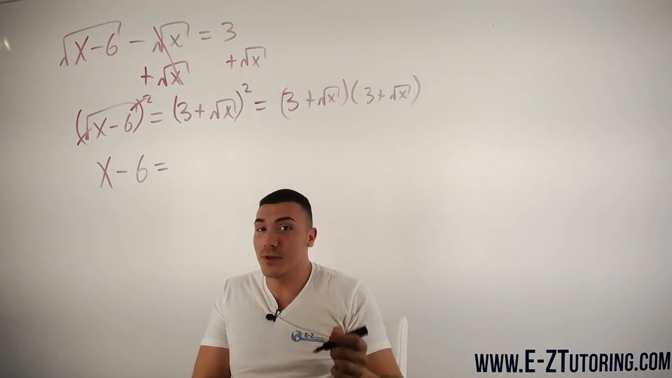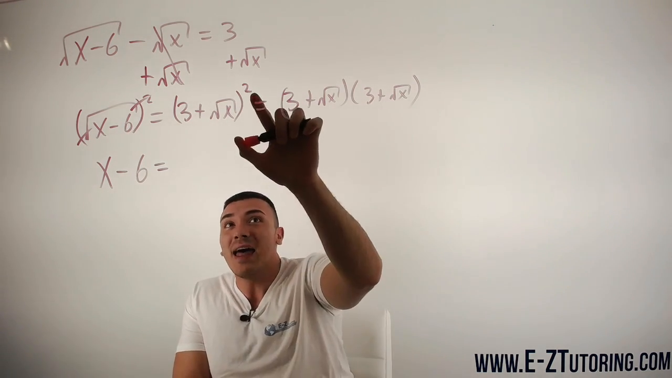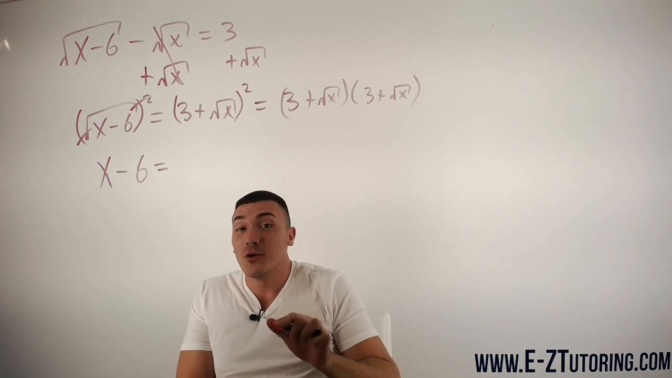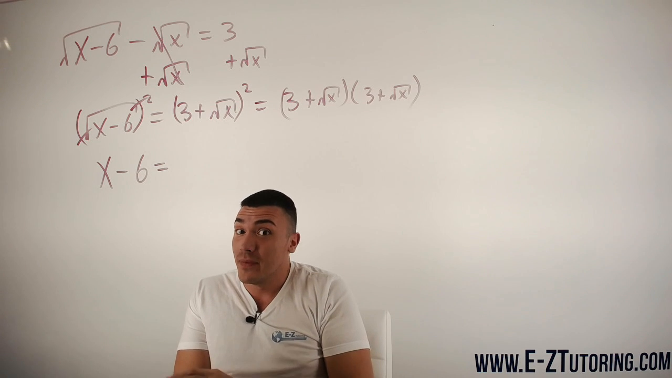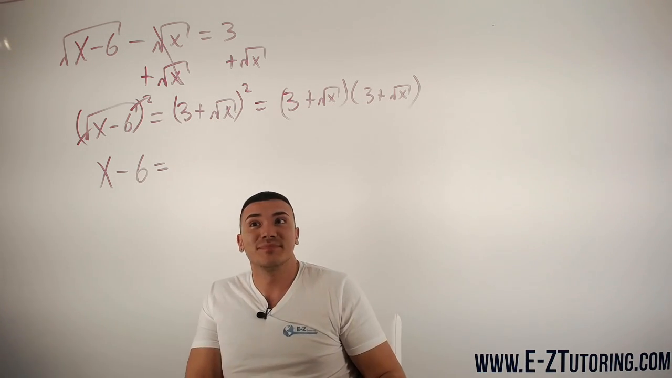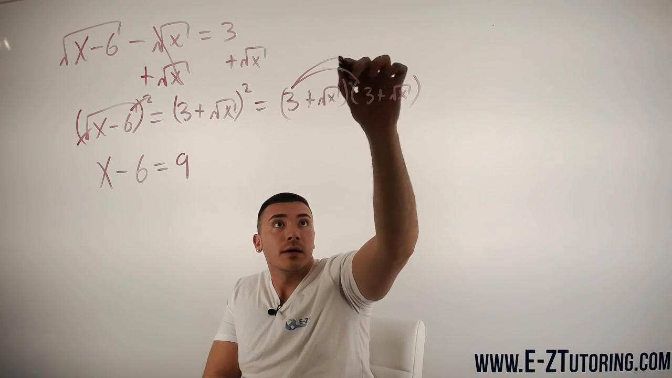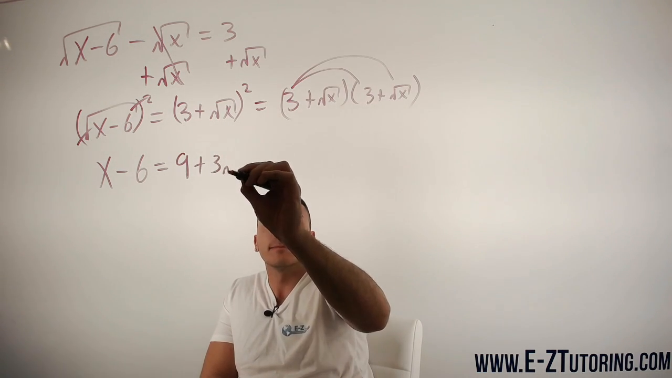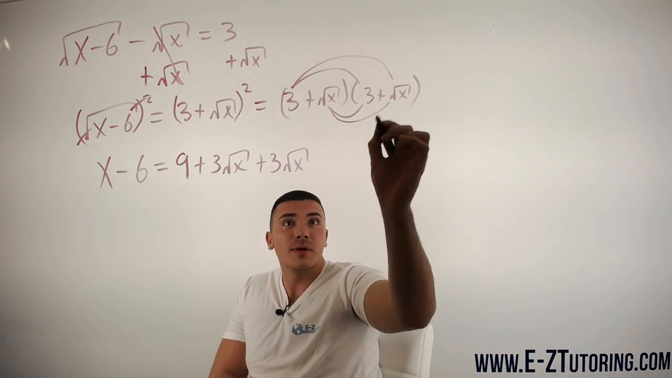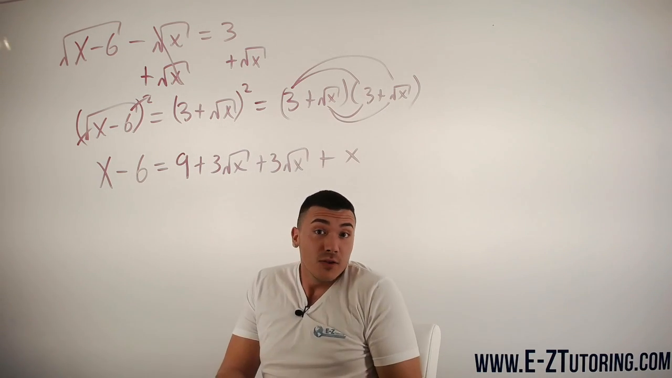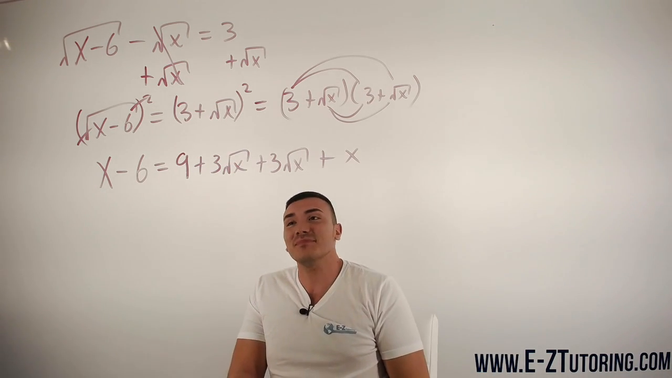So we have to FOIL this. Now, do not tell me that this is equal to 9 plus x. Do not distribute that 2 to each one. You're only ever allowed to do that when you have multiplication or division, not addition or subtraction. All right, so we FOIL this. We get 9. Then we get 3 root x. Then we get 3 root x. Then we get x, because square root times square root of the same thing, square roots cancel out.